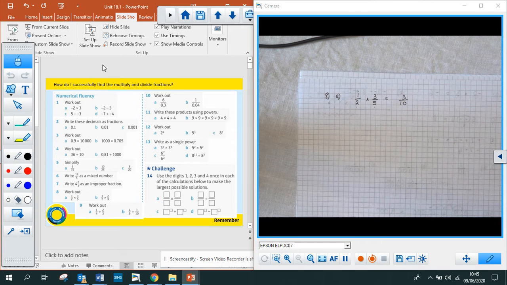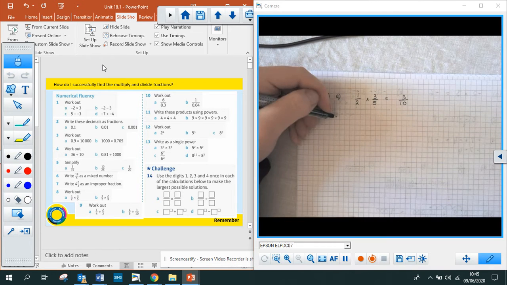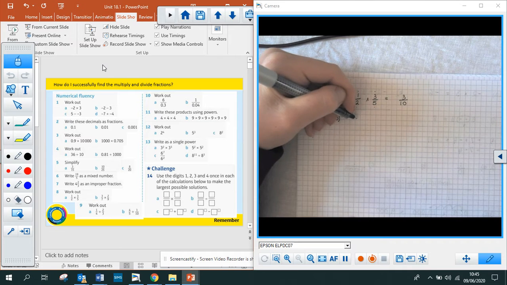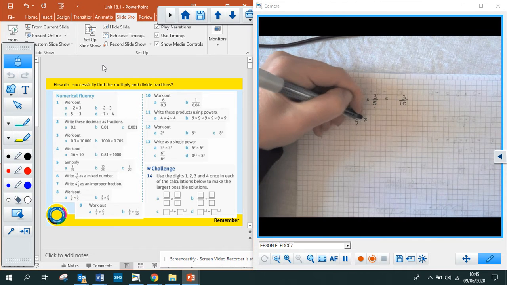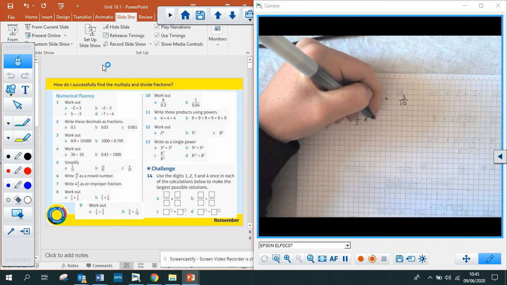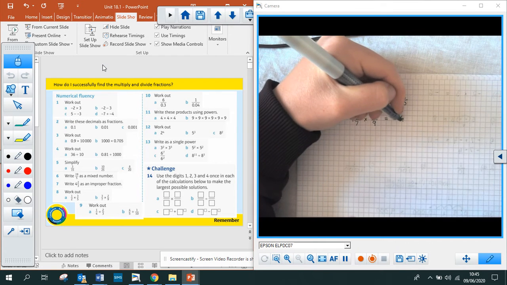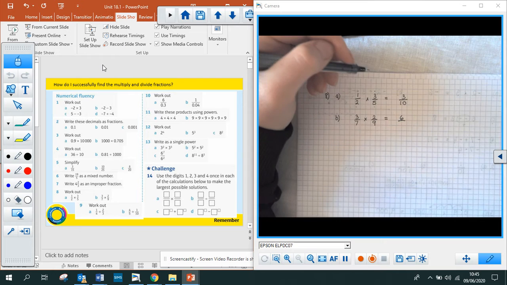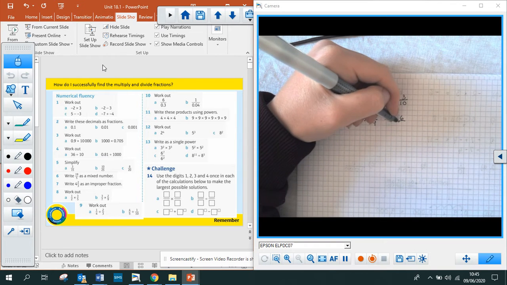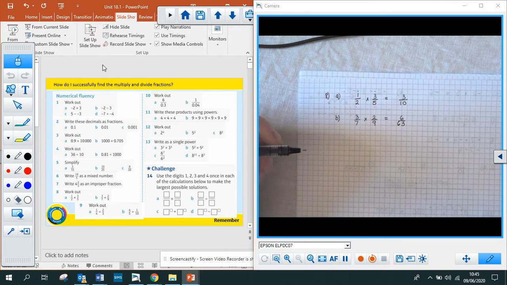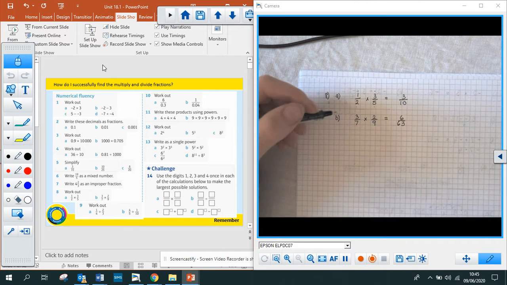Okay? The next one, part B, you've got 3/7 multiplied by 2/9. Same again. 3 times 2 is 6. 7 times 9 is 63. And there's your answer. Next one, question 9.